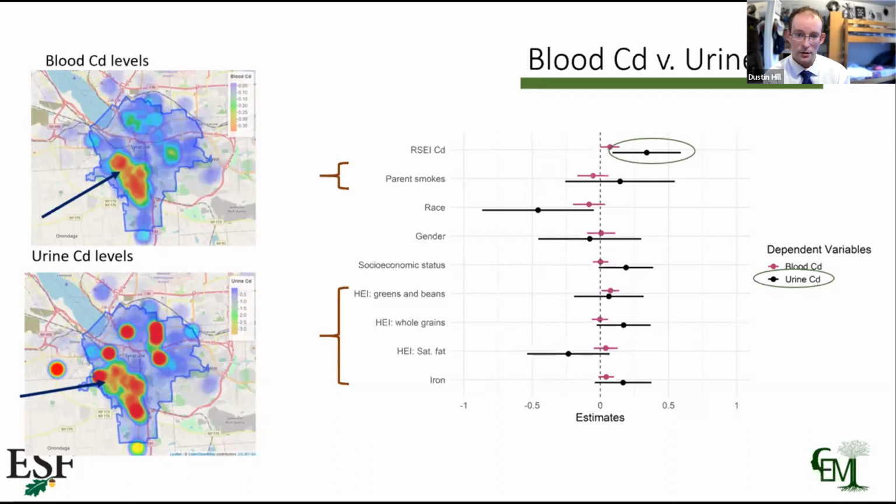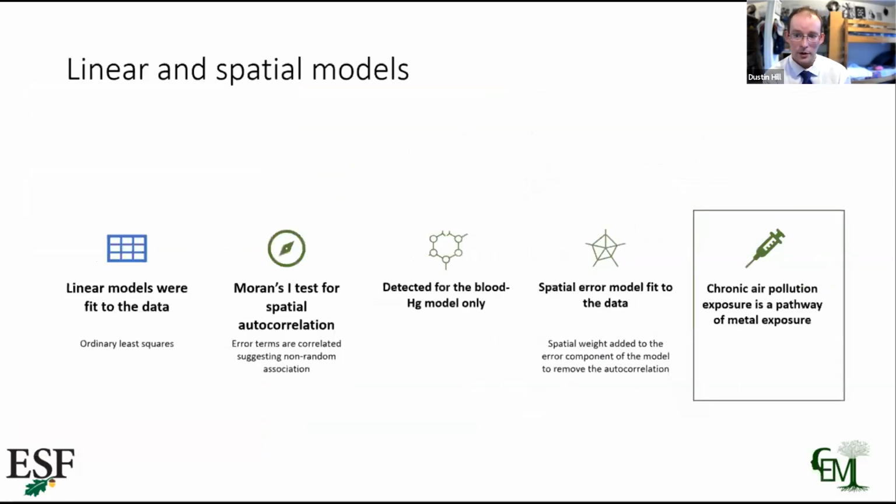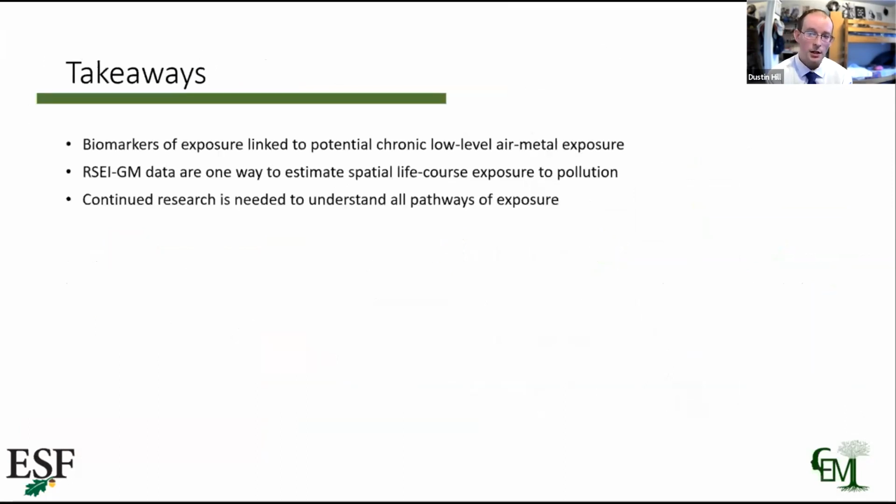We still have a little bit more to do in understanding the pathways. But one thing that we are concluding, working with this data, is that potential chronic air pollution exposure in our participants is a pathway of potentially metal exposure amongst our participants. So some takeaways from this presentation that I want to highlight are that biomarkers of exposure can be linked to potential chronic low-level air metal exposure measured via regulatory data sources like the REC model, and that the REC-GM data are one way to estimate a spatial life force exposure to pollution.